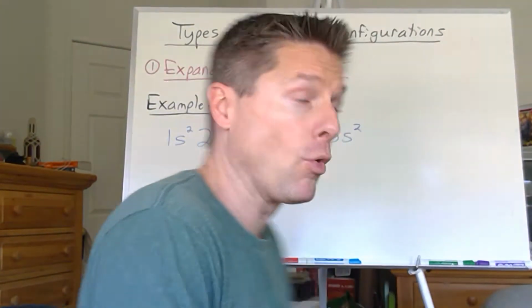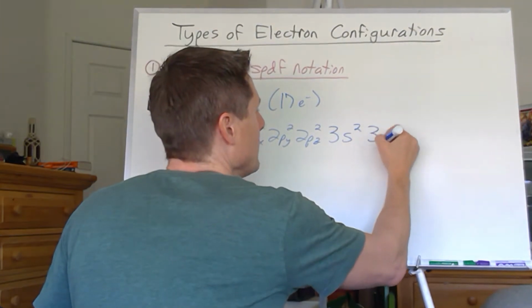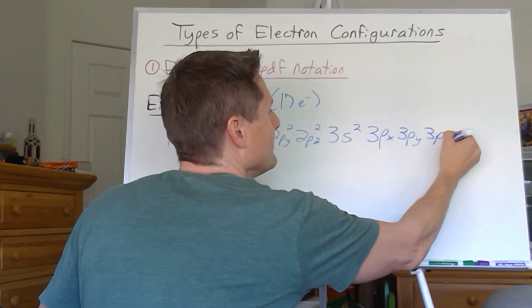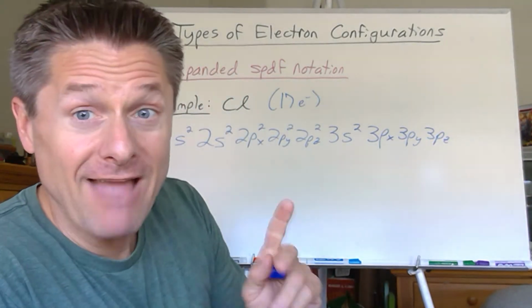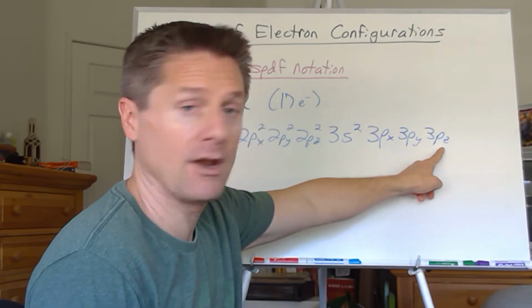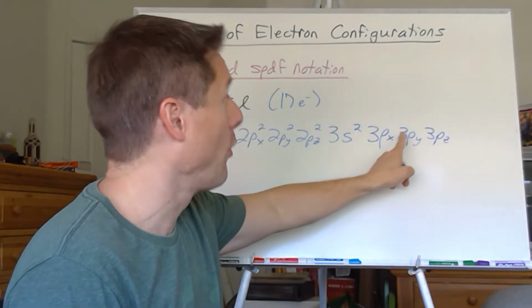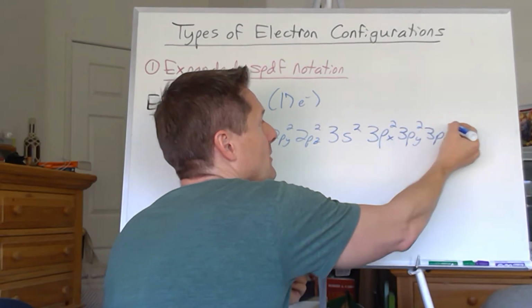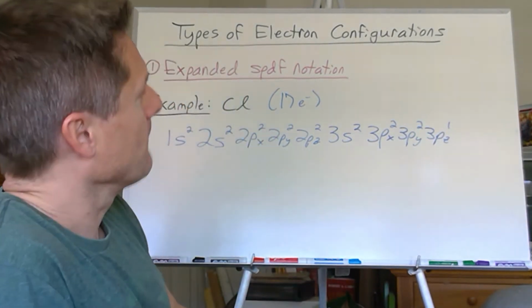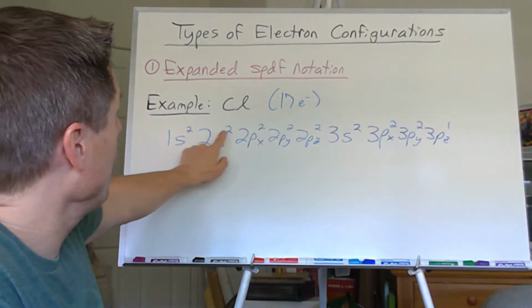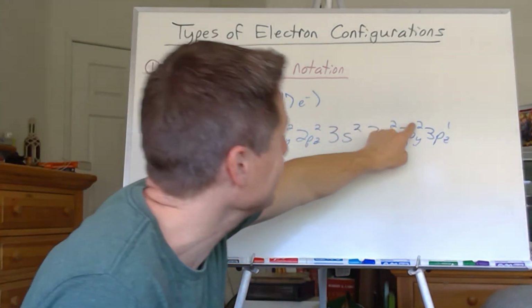So let's draw the orbitals. 3px, 3py, 3pz, and we have 5 electrons, right? So Hund's rule says 1 will go here, 1 will go here, 1 will go here. That's 3, and then 4, then 5. So we're going to get 2 there, 2 there, and 1 there. That is an expanded SPDF notation. 2, 4, 6, 8, 10, 12, 14, 16, 17.